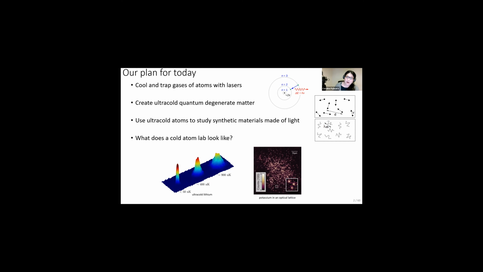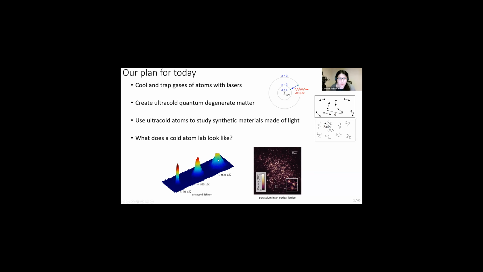Finally, I'll talk about some experiments, how we can use these ultra-cold atoms to study synthetic materials made of light. As you can hopefully tell, the unifying theme is going to be light and lasers, and how we're going to use those to generate some really exotic states of matter and study them. After that science, I'll conclude with a short discussion about what actually works in a cold atom lab, and I'll show some fun pictures and hopefully give you an idea of what it's like to be an atomic physicist.